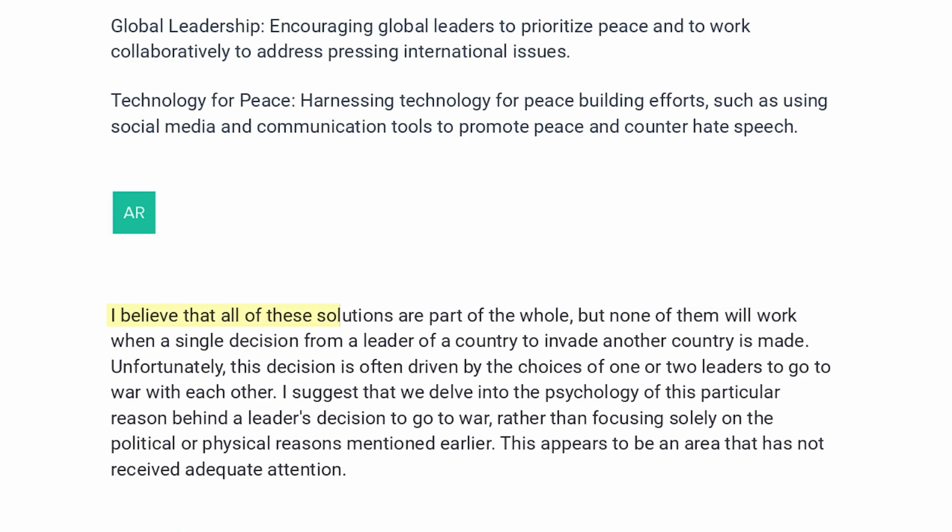I believe that all of these solutions are part of the whole, but none of them will work when a single decision from a leader of a country to invade another country is made. Unfortunately, this decision is often driven by the choices of one or two leaders to go to war with each other. I suggest that we delve into the psychology of this particular reason behind a leader's decision to go to war, rather than focusing solely on the political or physical reasons mentioned earlier. This appears to be an area that has not received adequate attention.